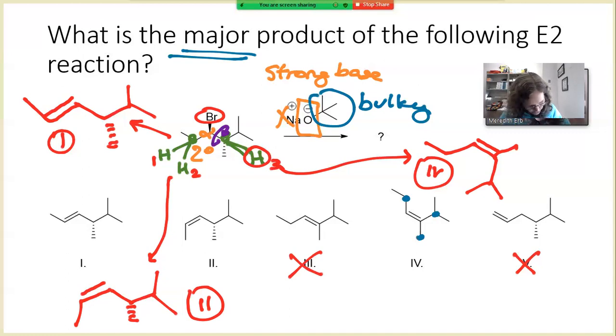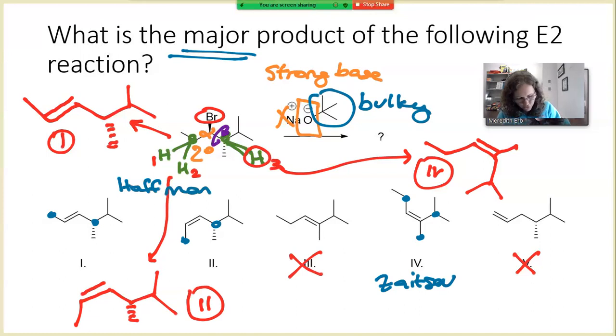4 is tri-substituted, 2 is di-substituted. So what that tells us is that 4 would technically be termed the Zaitsev, and 1 and 2 are our Hoffman products. And so we can cross off 4 from consideration, because 4 would only be formed if we had a small, strong base, like say we had NaH, for example, or a reagent that could be a small, strong nucleophile/base, like sodium hydroxide, which would also favor the production of 4. So we don't form 4 because our reagent here is very big and bulky. Big and bulky favors the Hoffman, the less substituted alkene product.